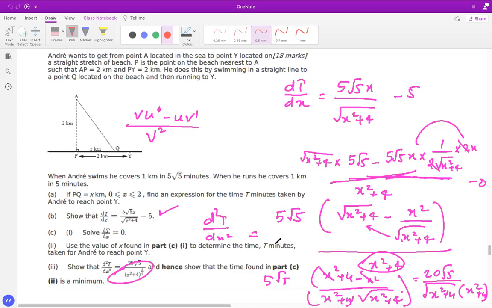And if you plug x as 1 here, what we got in the previous part, the answer is positive. So the double derivative is positive, hence it is a minimum. So this is the basic criteria for this kind of question.